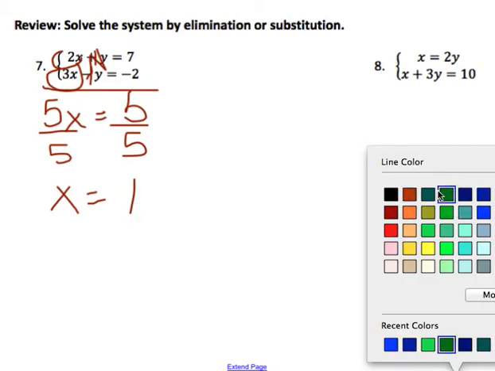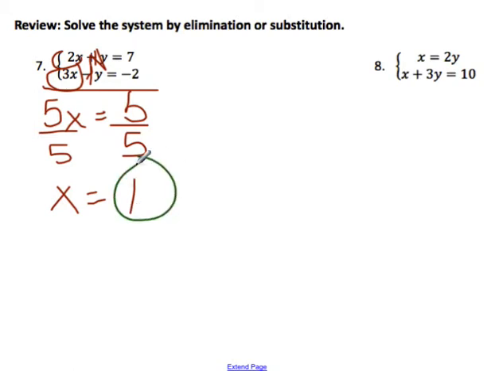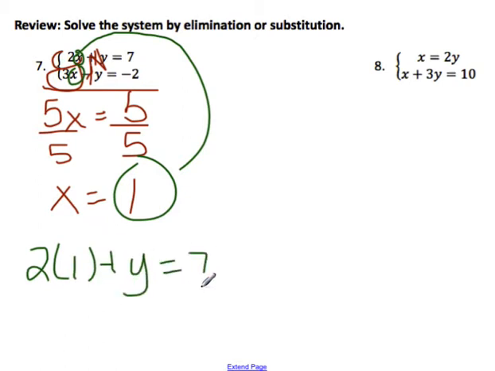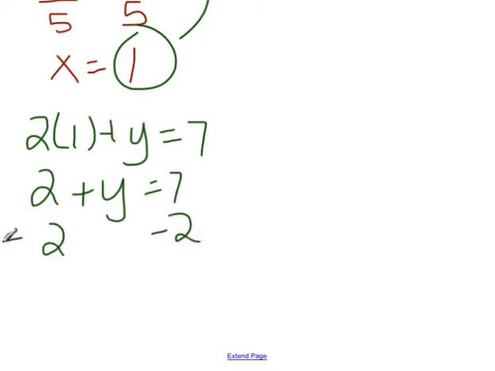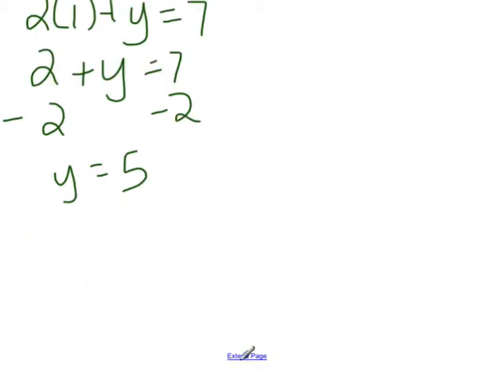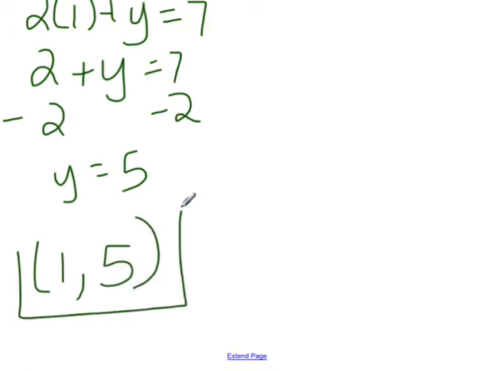So now I know that x is equal to 1. X and 1 are the same thing. So where I see x up here, I can plug in 1. So I have 2 times 1 plus y is equal to 7. So now I'm going to solve that for y. So this is the same as 2 plus y is equal to 7. So since this is a positive 2, I'm going to subtract 2 from both sides, and I get that y is equal to 5. So now I want to write my answer out as a coordinate point. First my x value, and then my y. So this right here is my final answer for number 7.